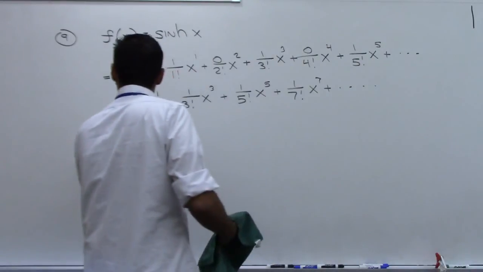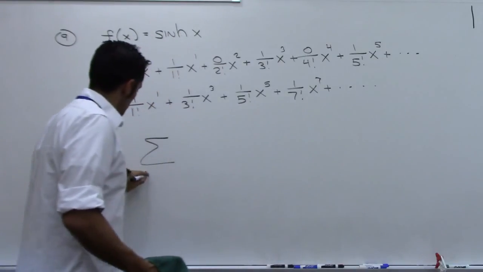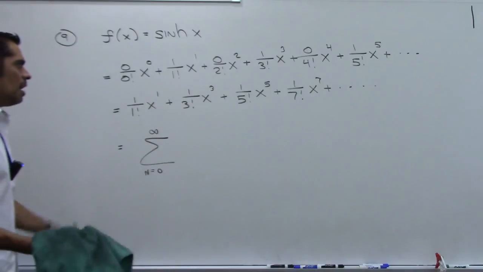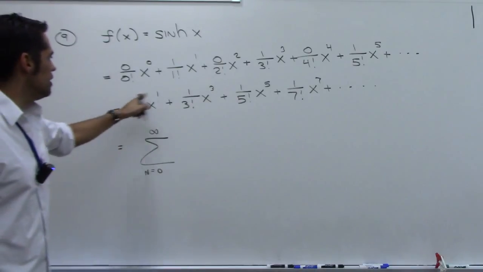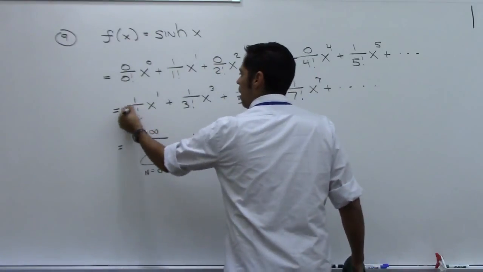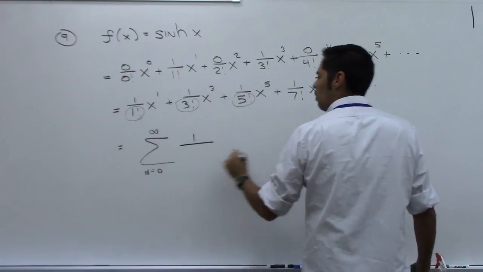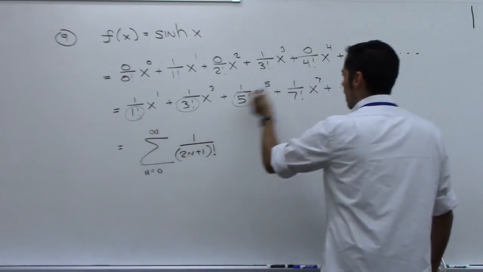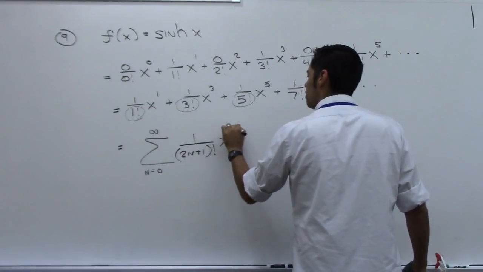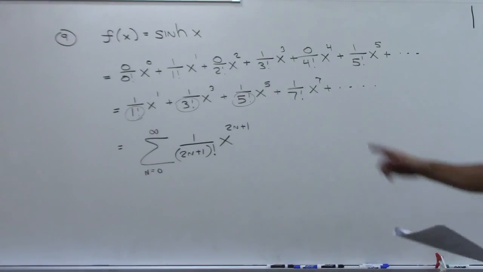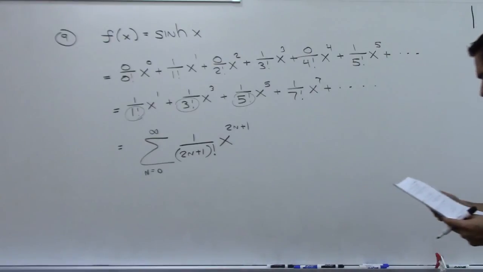And now I'll come up with a sigma notation for this. Now notice all of these are always 1s. So I'm just going to have 1 over, now these are odd factorials starting with 1. So 2n plus 1 factorial, and then the powers on the x's are all odds starting with 1. So that should be it. That's your Maclaurin series for the hyperbolic sine function.